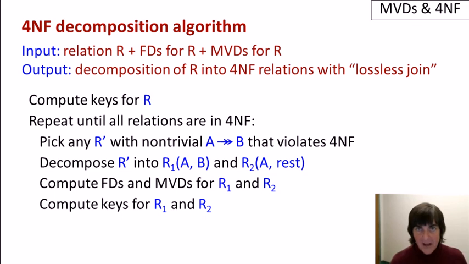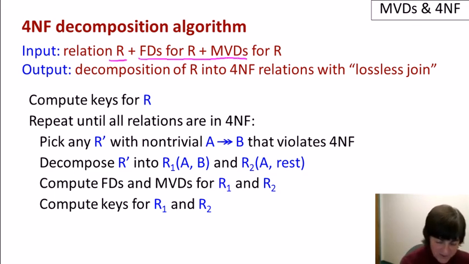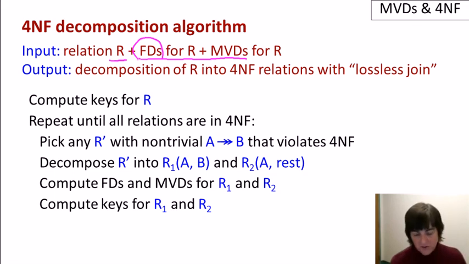Now let's take a look at the decomposition algorithm into fourth normal form. It's extremely similar to the BCNF decomposition algorithm. The input is a relation, a set of functional dependencies and multi-valued dependencies, and we need to separate them because we use the functional dependencies to find keys. The output is a decomposition of R into good relations, in this case fourth normal form, and it's a good decomposition in the sense that reassembling the relations gives you back the original. As with Boyce-Codd normal form, we start by computing keys using the functional dependencies, and then we repeat the decomposition process until all of our relations are in fourth normal form.